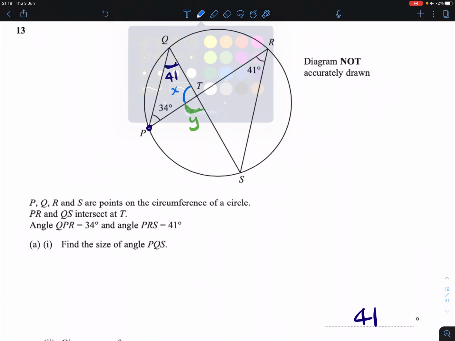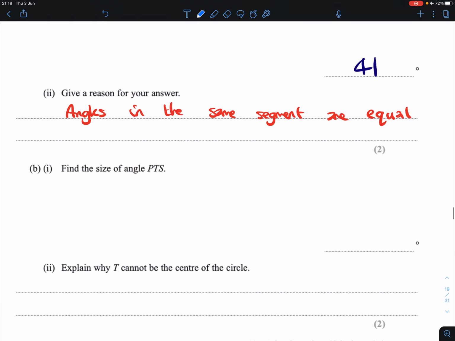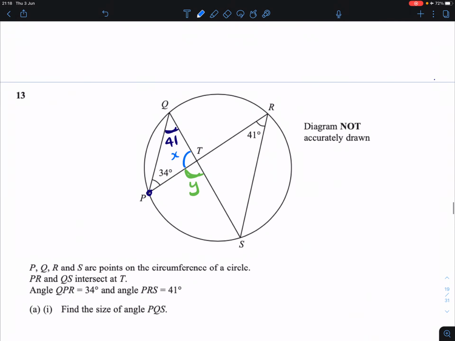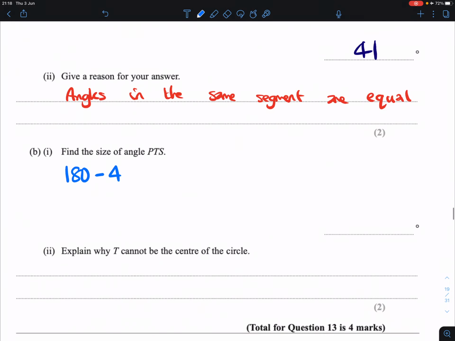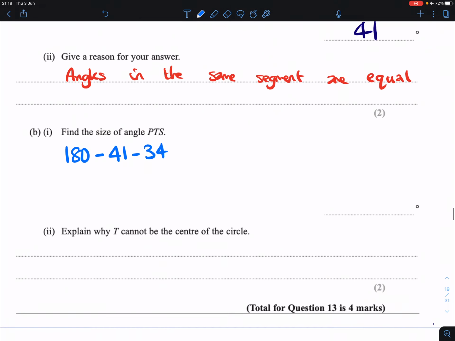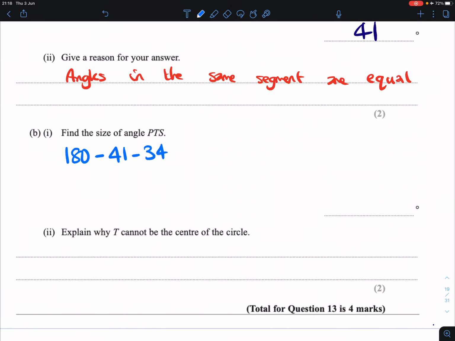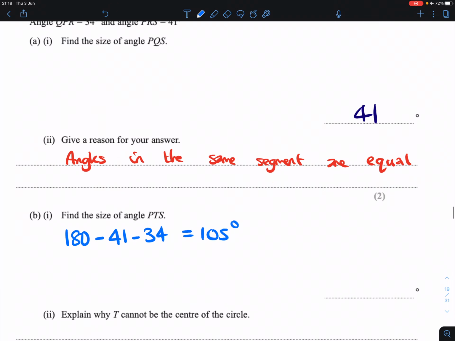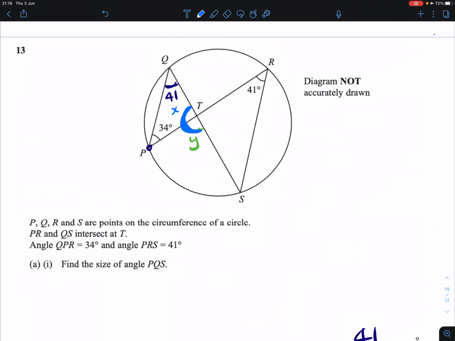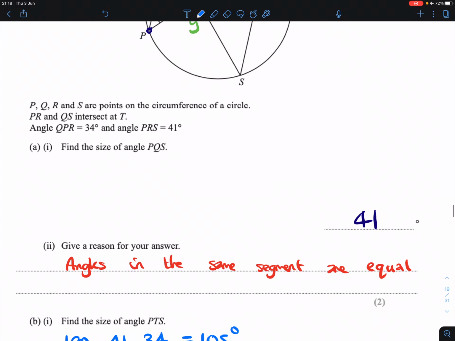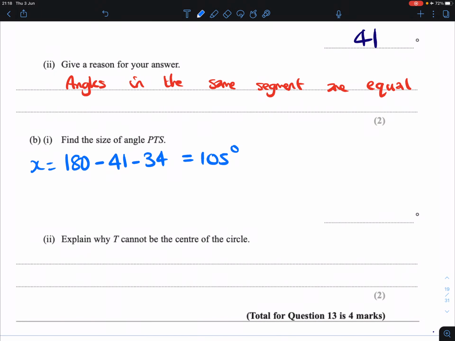X happens to be linked to 41 and 34 because of the fact that they are all in a triangle. So let's start with that. 180, subtract, I forgot the numbers, 41 and subtract 34. Or you could add 41 and 34 together first and then take the answer away. That is going to give us 105 degrees. And then because 105 is part of this straight line that I've highlighted there, X being 105, we take it away from 180 to get Y. So Y is going to be 180 minus 105, which equals 75 degrees.